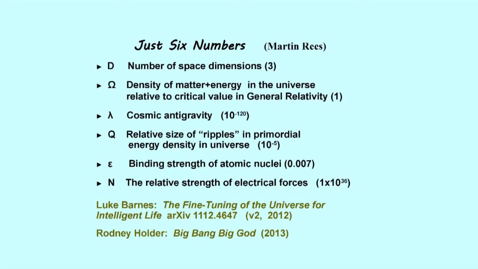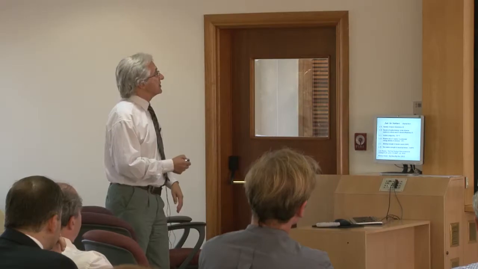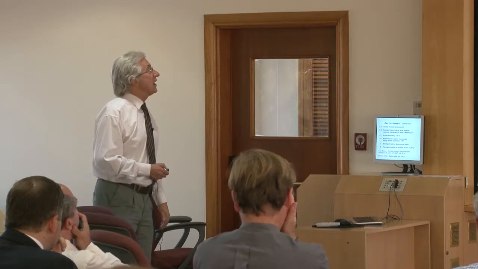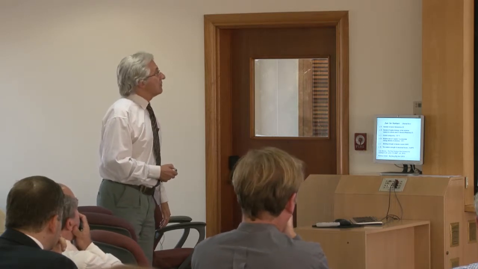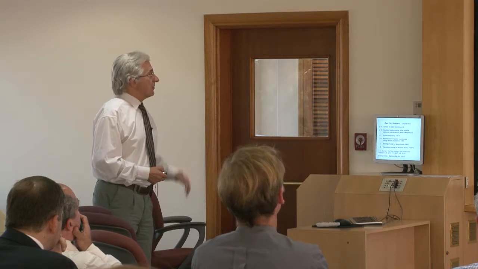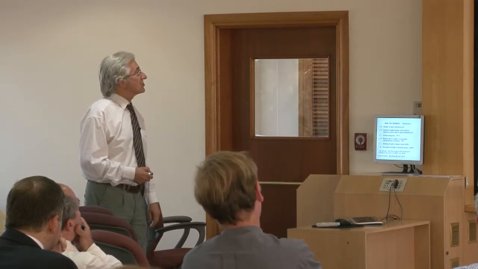Now, here are Martin Rees's 6 numbers. You can see it's pretty technical stuff. I'm going to refer to these numbers, but don't worry that you need to understand everything now. As I go through this shopping list of requirements for a universe, I will refer to these numbers which Martin Rees defined. We've talked about the number of space dimensions. He forgot to mention the number of quarks.